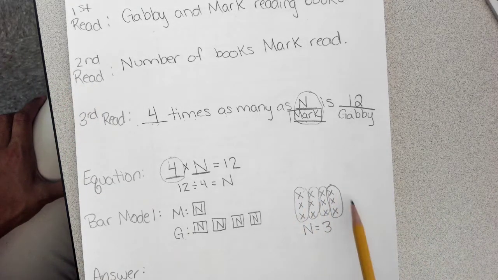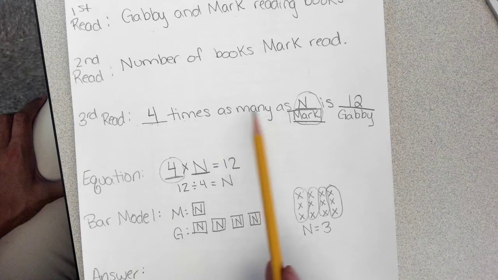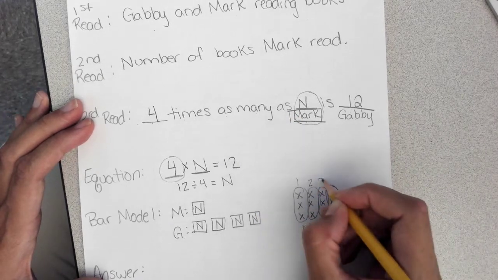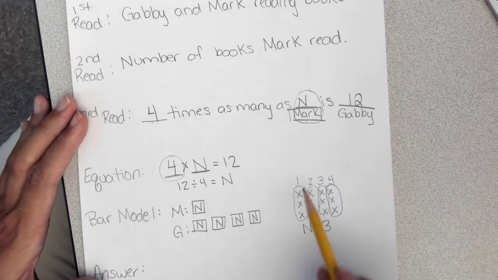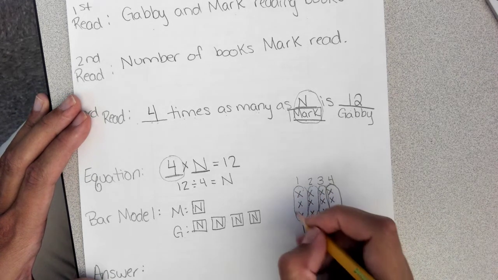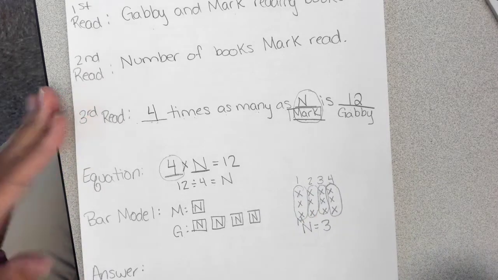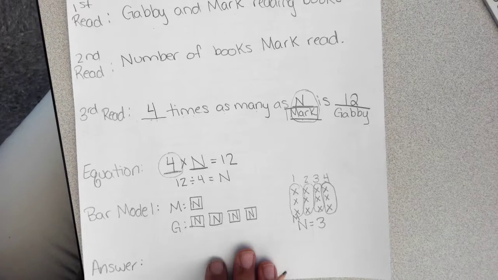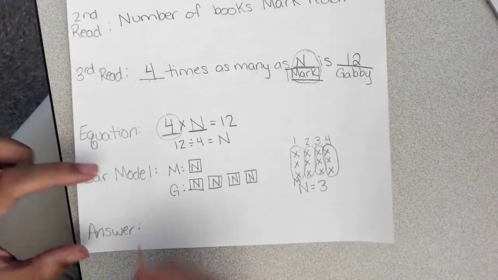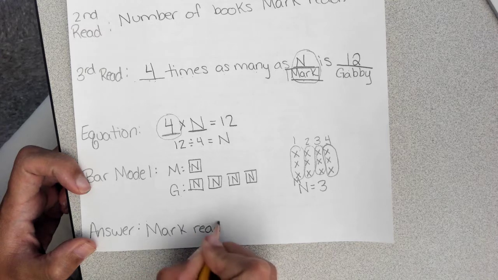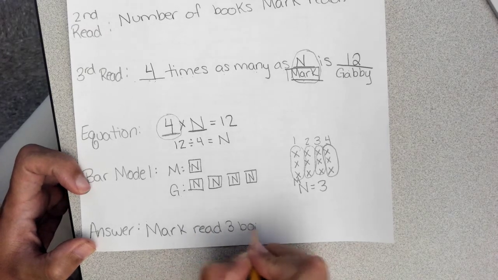This is another good model to show 4 times as many as N. So this is one group, this is 2 groups, 3 groups, and 4 groups. 4 times how many Mark read. So this one represents Mark. So to write it in a nice complete sentence, let me move this up a little bit. We could say Mark read 3 books.